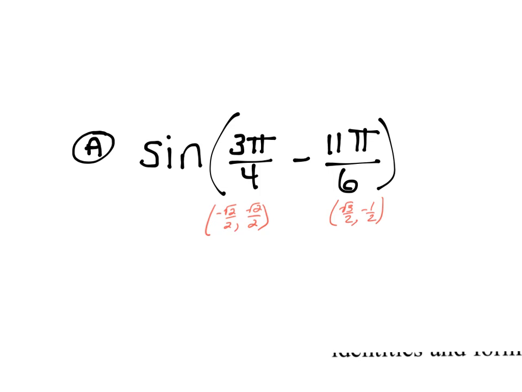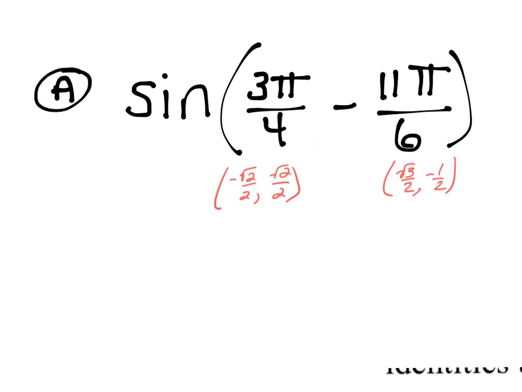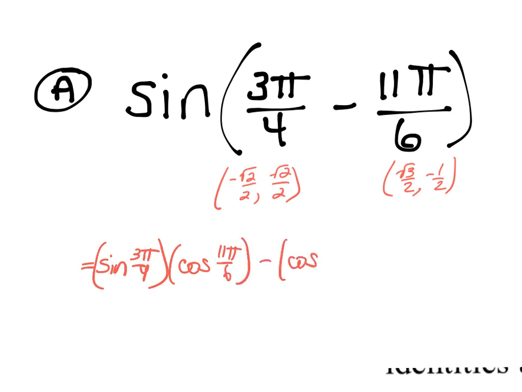So the next thing you're going to do is identify which formula you're using. You're using the sine, and you're subtracting the two angles. So you should say, okay, I'm going to use the formula that's sine of 3 pi over 4 times cosine of 11 pi over 6 minus cosine of 3 pi over 4 times sine of 11 pi over 6.